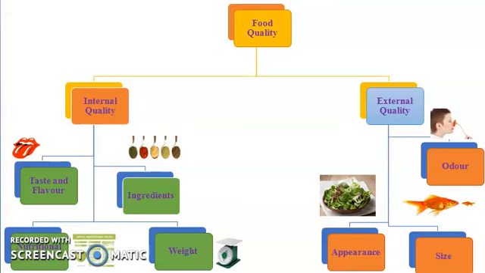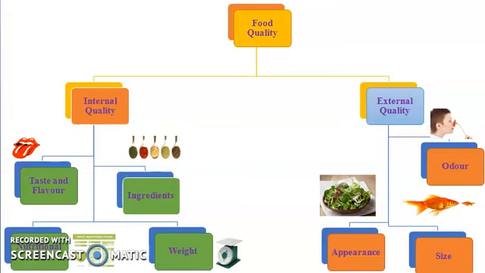It may vary from person to person and region to region. Next internal quality attribute is ingredient. The type of ingredient which is used for the manufacture of the food product depicts the quality of that food. If superior ingredients are used for the manufacture of that food, the quality of the food will be high. Next is the nutritional value. A good nutritional value of any food depicts its high quality. Next is weight. Weight is an important internal quality attribute used to determine the food quality.